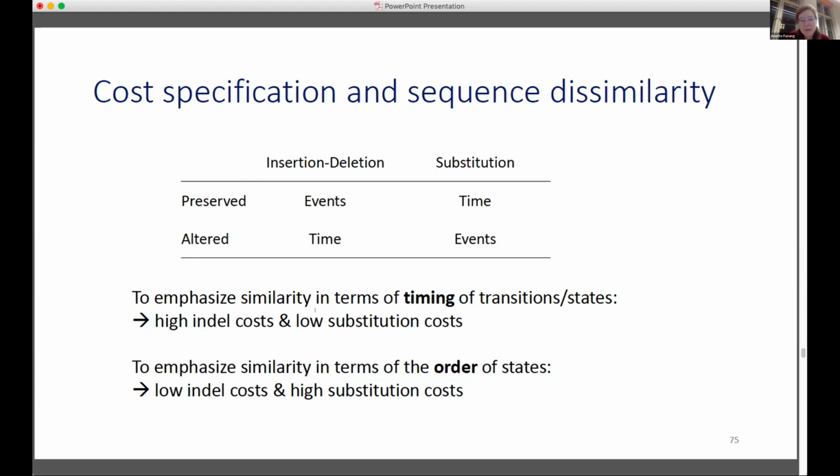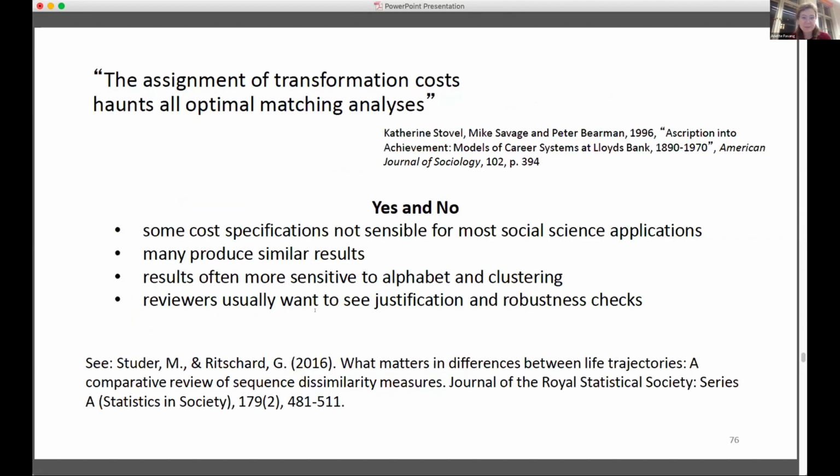So you have to look into this in detail and think about what you actually want to find if you're thinking about applying this. The crucial point is you have some leverage here as to which aspect of the sequences you want to emphasize when you identify how similar they are to each other. And this should be guided by your theoretical ideas.